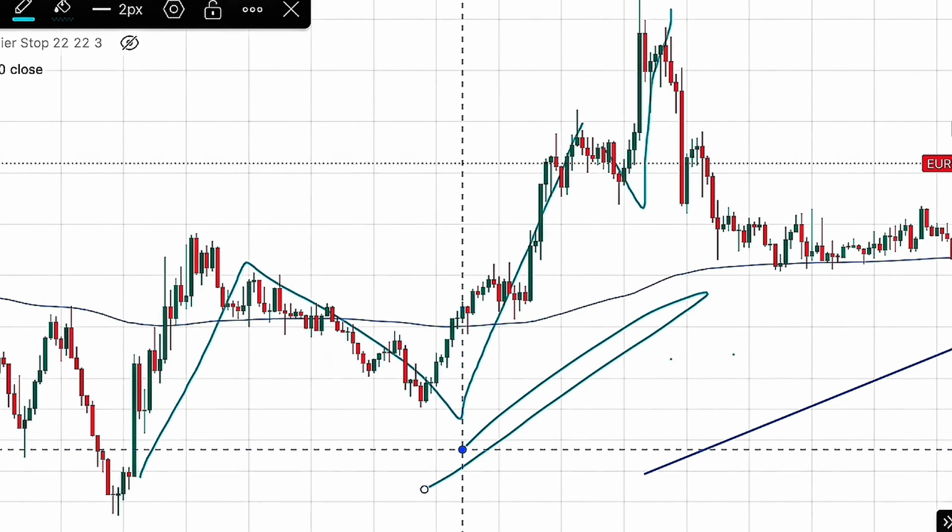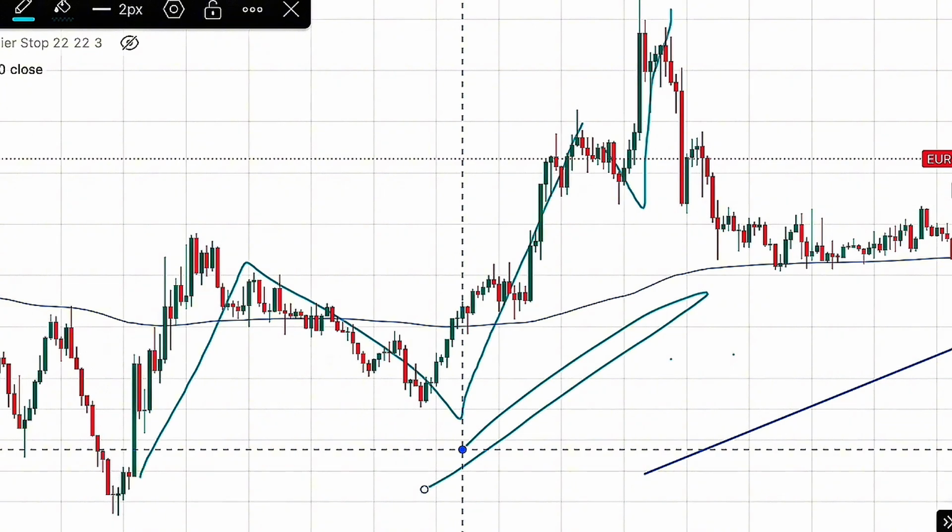You always want to make sure that it's going higher each time that it goes low. That's the simple way to put it so you can understand it. It goes higher each time that it goes low.